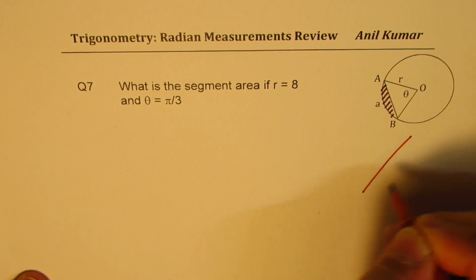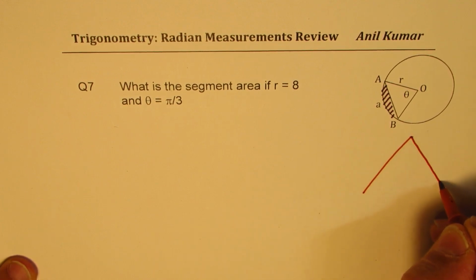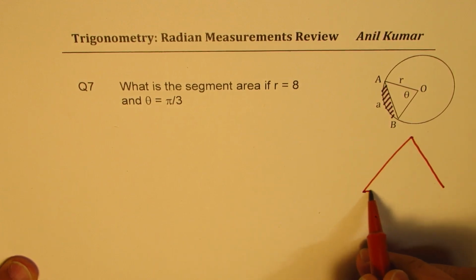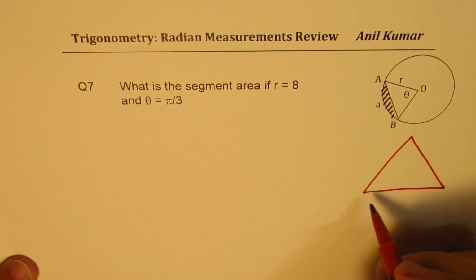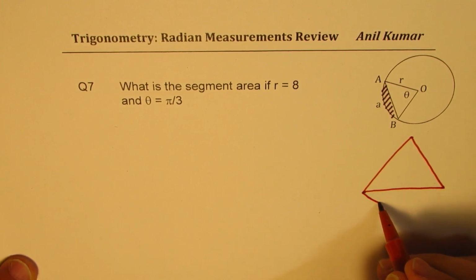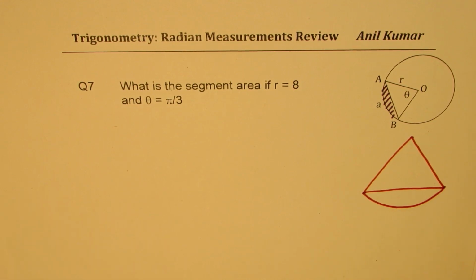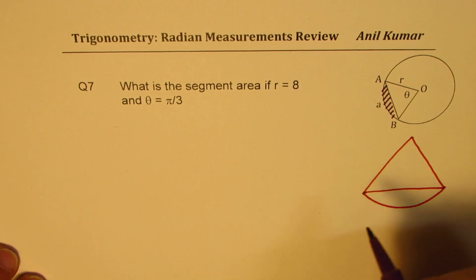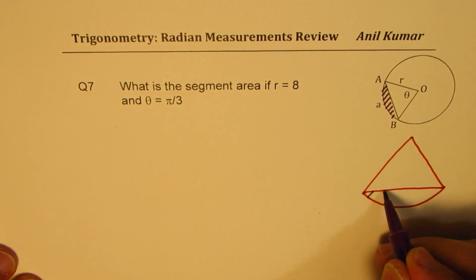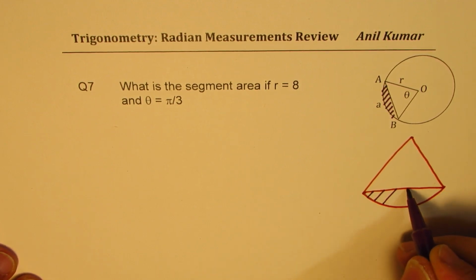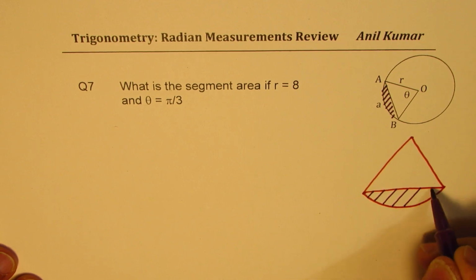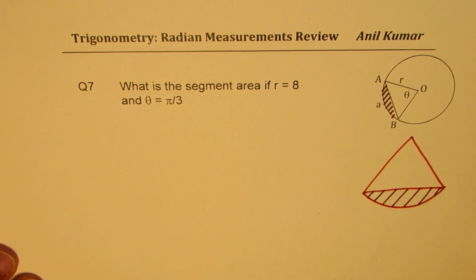So I'll make a bigger version of this. It's a big triangle, this is your chord, and that is the arc. We are interested in finding the segment area, which really means this portion. How do we find it?